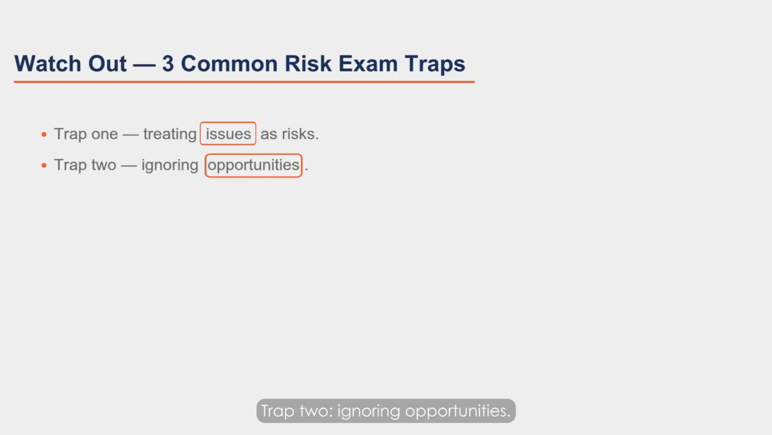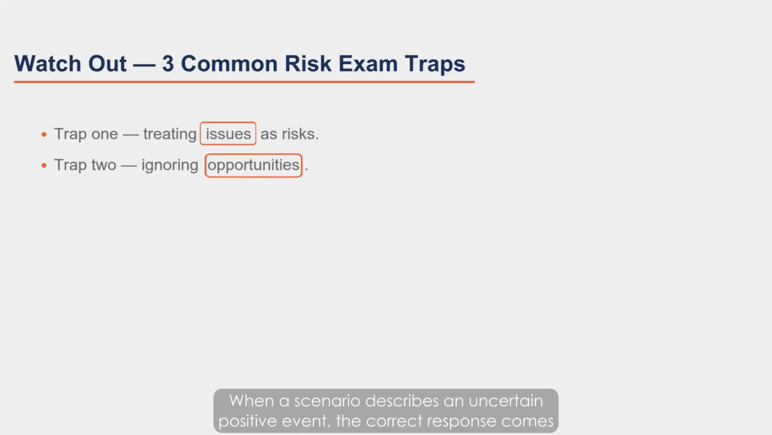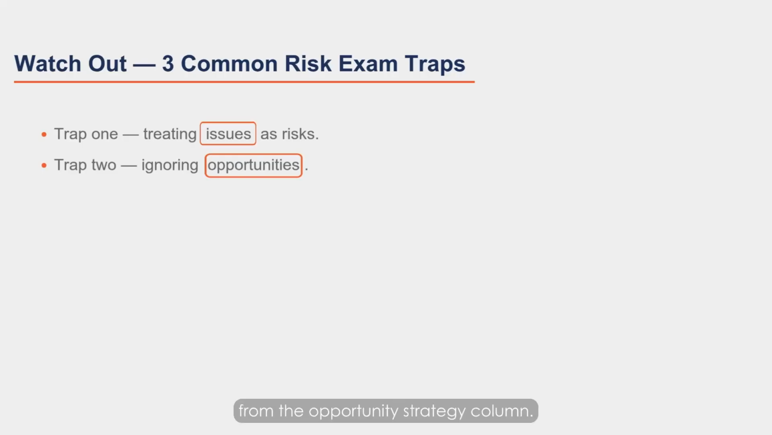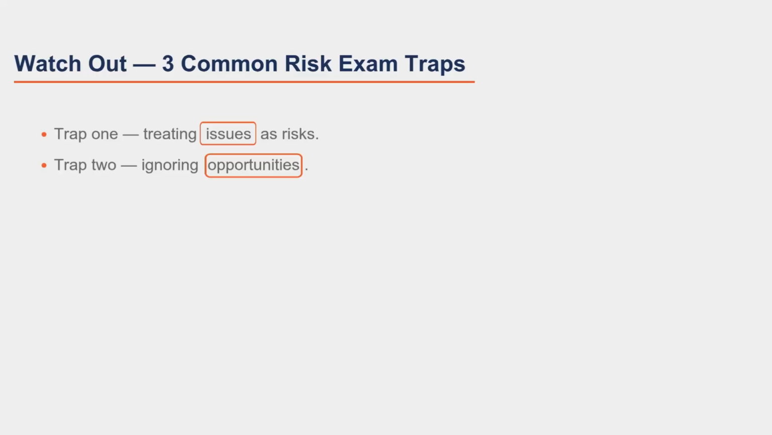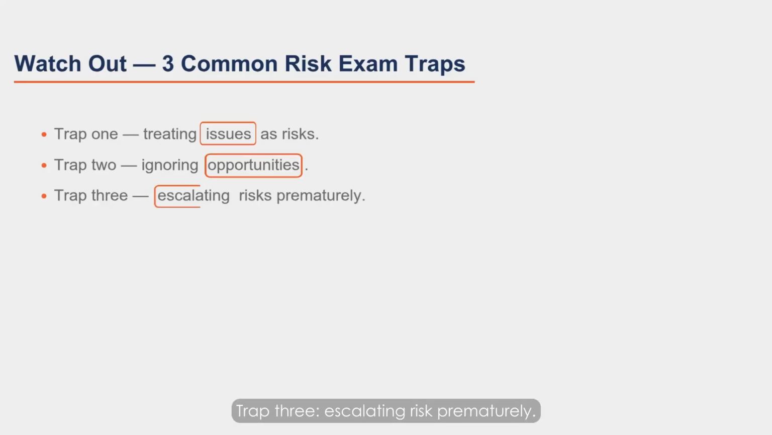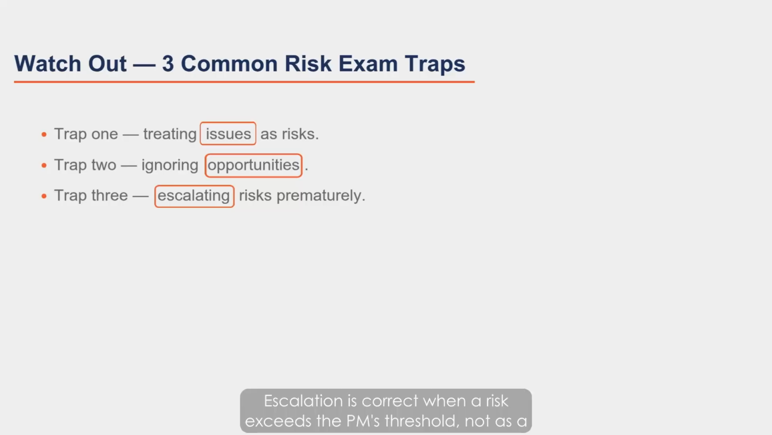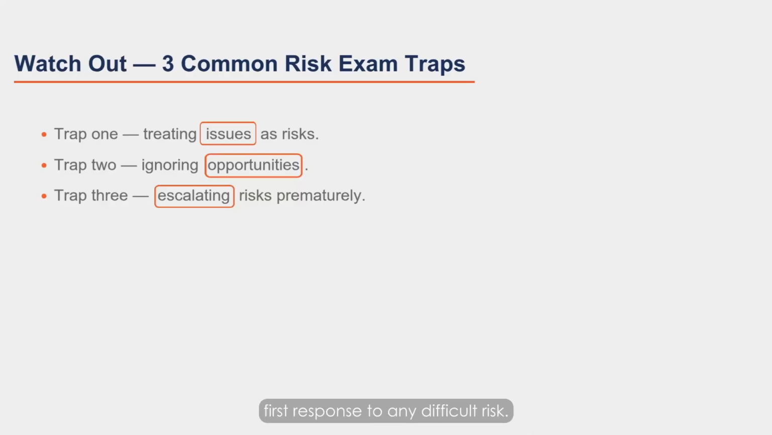Trap 2. Ignoring opportunities. When a scenario describes an uncertain positive event, the correct response comes from the opportunity strategy column. Candidates who only think of risk as negative miss these questions entirely. Trap 3. Escalating risk prematurely. Escalation is correct when a risk exceeds the PM's threshold, not as a first response to any difficult risk. Most risks are managed within the project. Escalation is the exception, not the rule.